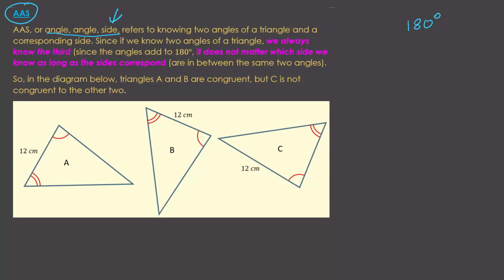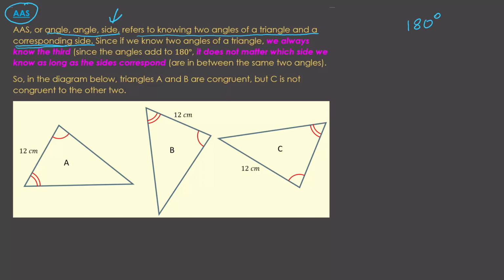So AAS refers to knowing two angles of a triangle and a corresponding side. Now we've mentioned this term corresponding before, and with this method we need to get into that a little bit more. We'll do that in a minute.